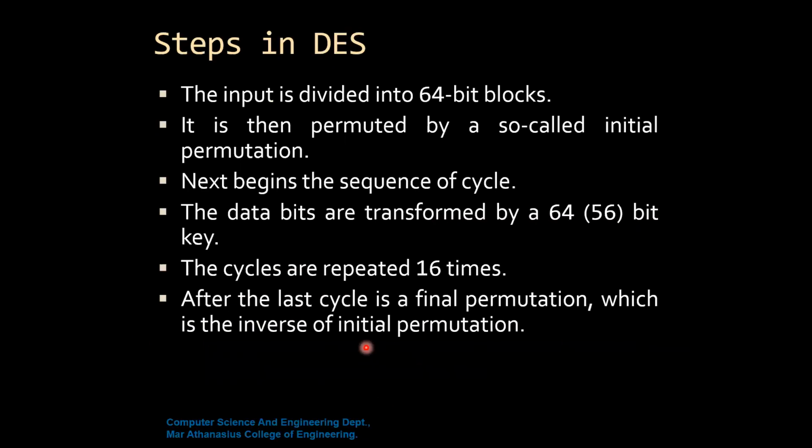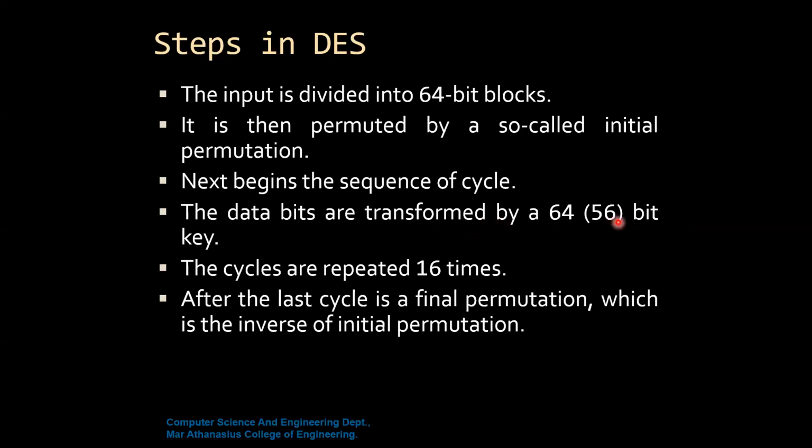Coming to the steps in DES, initially the input plain text is divided into 64-bit blocks. Then it is permuted by a so-called initial permutation. Then we do a set of cycles, that is, rounds. We do data processing in a sequence of cycles, where in each cycle or round, the data bits are transformed by a 64-bit key.